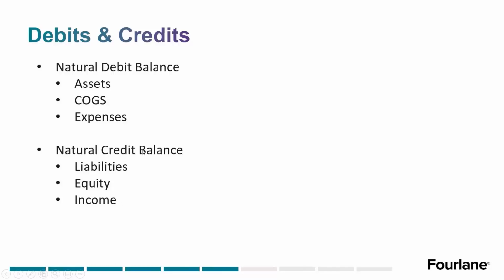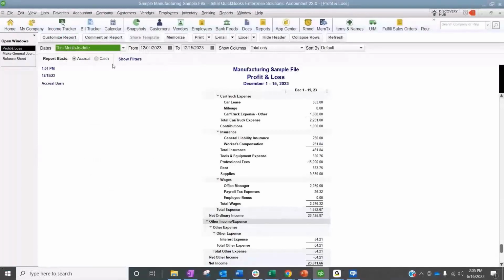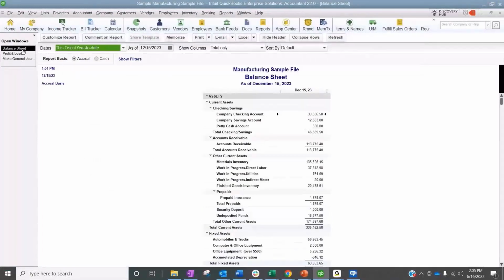Now, it seems super weird because you're like, okay, well, in this one, when I put it on the left side, it makes it more positive. Now, in this case, what I was saying is when you put it on the right side, it makes these accounts more positive. Okay, so let's take a look at the balance sheet first.